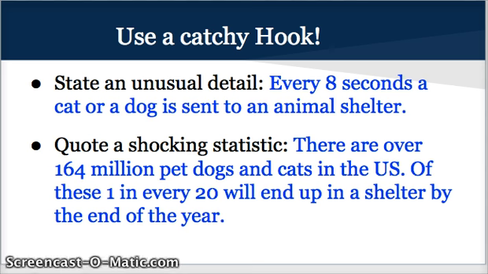Here is what we might write out as our first outline for our introductory paragraph. Look here. Every 8 seconds, a cat or dog is sent to an animal shelter. How catchy is that? Or you can have a quote or shocking statistic. There are over 164 million pet dogs and cats in the U.S. Of these, 1 in every 20 will end up in a shelter by the end of the year.